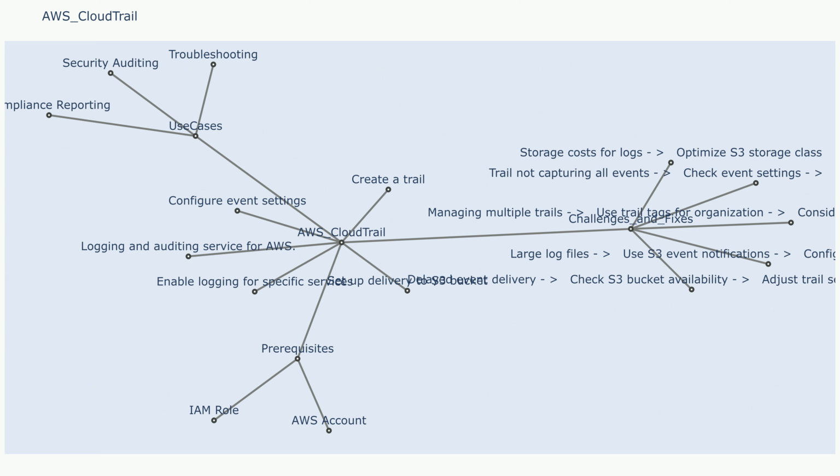Consider using AWS Organizations for centralized management. AWS Organizations provides a centralized way to manage your AWS accounts and resources. You can use AWS Organizations to manage CloudTrail trails across multiple accounts.